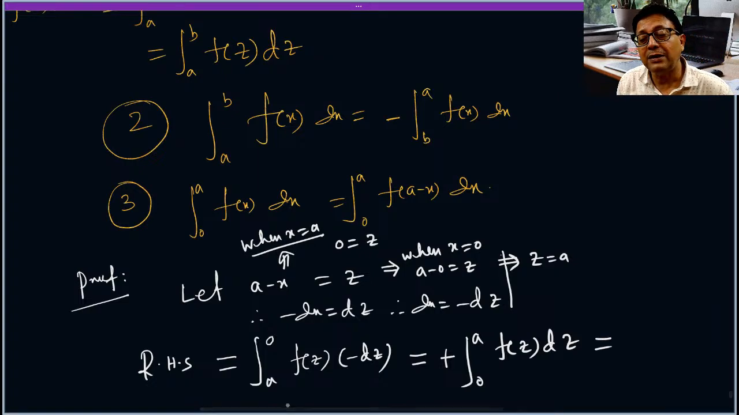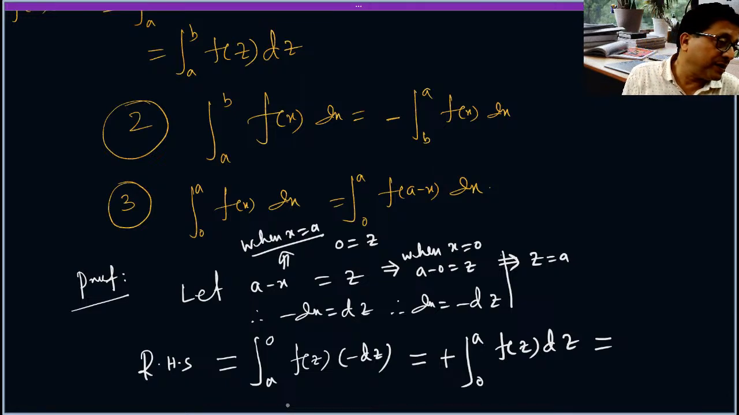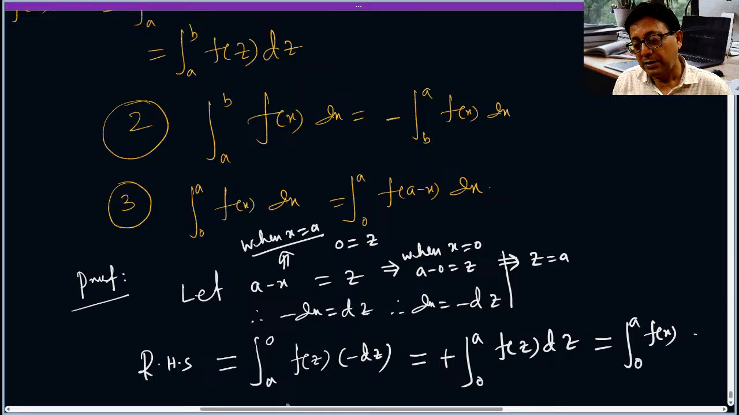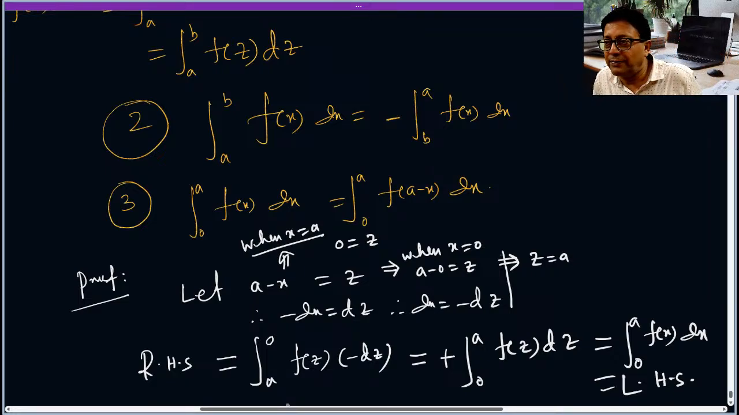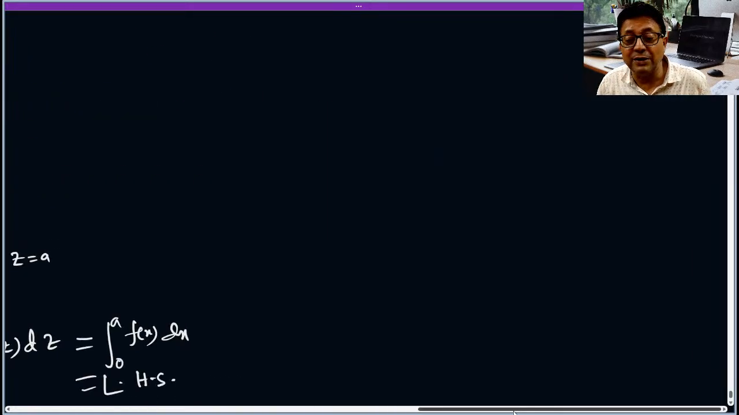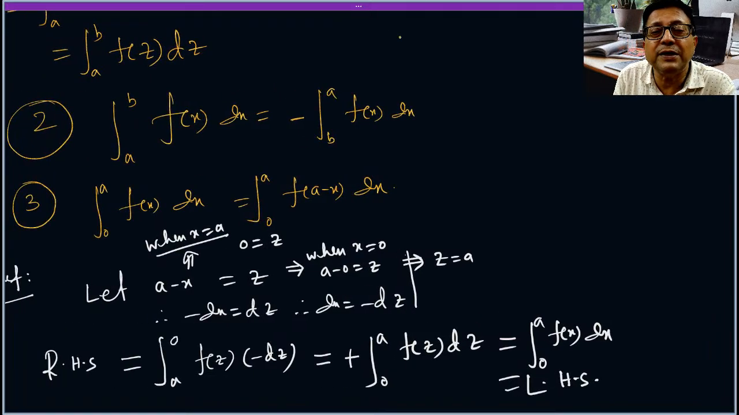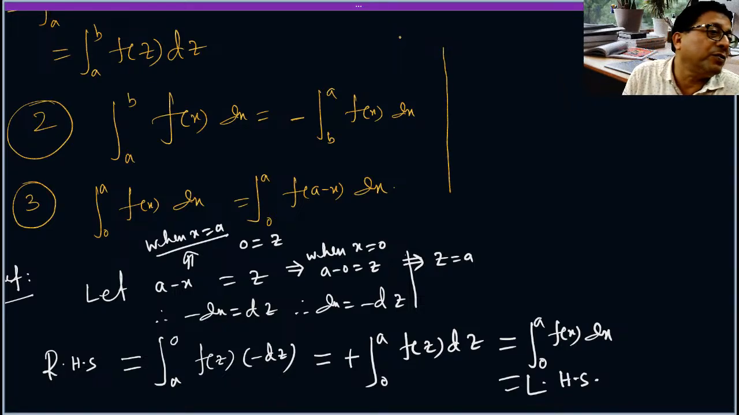And ∫f(z)dz, the first property we have learned, is not dependent on the variable chosen. So this we can write ∫₀ᵃ f(x)dx, which is equal to the left hand side. Am I clear? So ∫₀ᵃ f(x)dx = ∫₀ᵃ f(a−x)dx. I want to show you one direct application of this property first. It's very interesting. A challenging sum in definite integration, how fast it can be solved, I am going to show you.